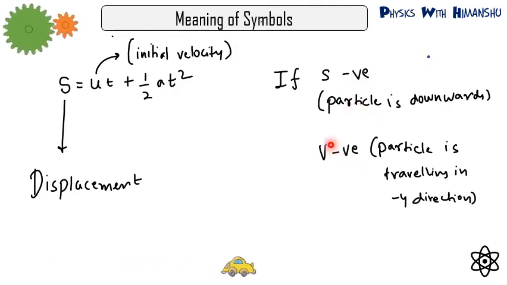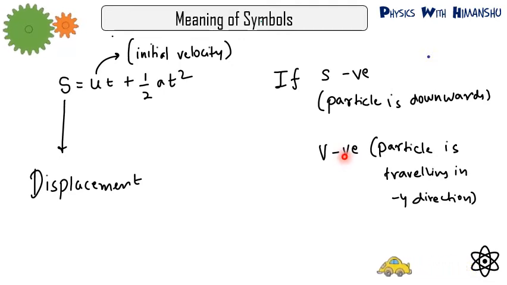If v is negative, now remember what is the meaning of v? v is final velocity. So if v is negative, it means the particle is traveling in downward direction. And if v is positive, the particle is traveling in upward direction. Similarly, if s is positive, the particle is above the point of projection. If s is negative, the particle is below the point of projection. And if s is 0, it means the particle is at the point of projection.